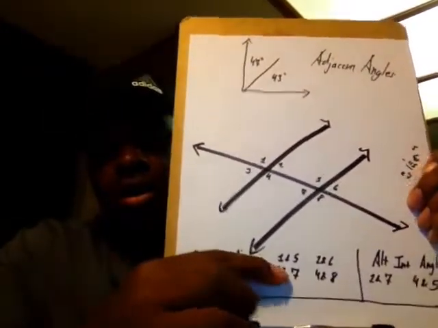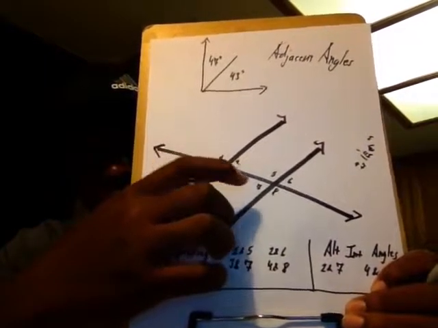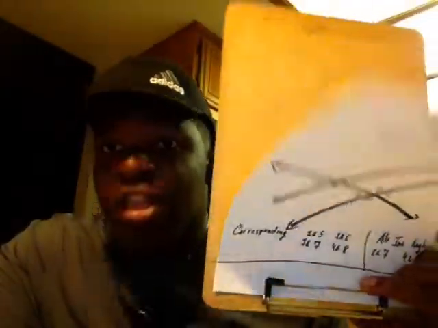So alternate interior angles would be 2 and 7, 4 and 5. 2 and 7, 4 and 5. They go across from each other always, and they are equal to each other because math says so.